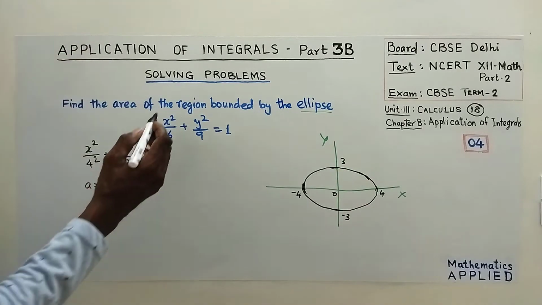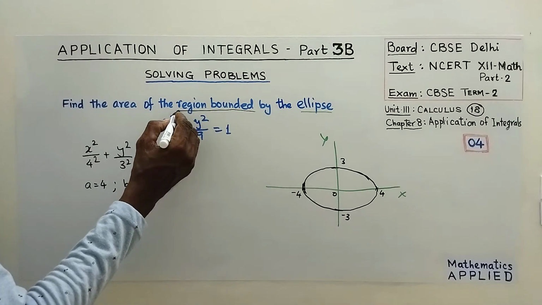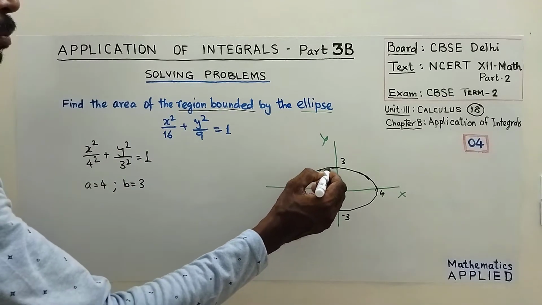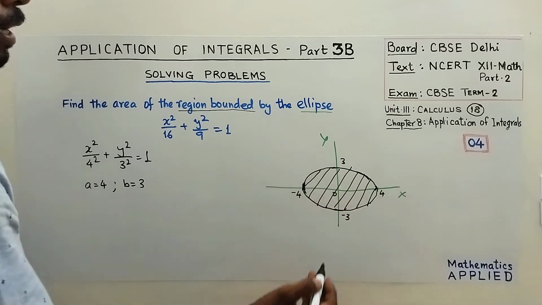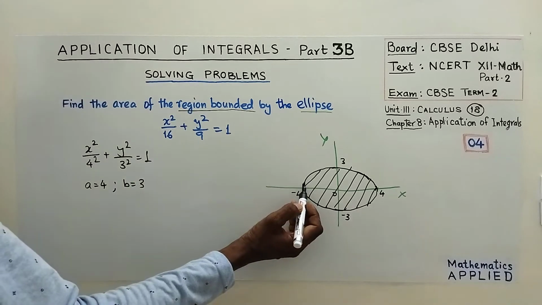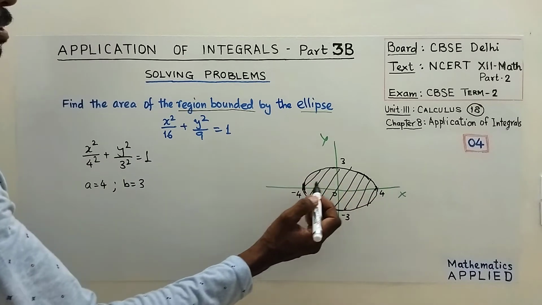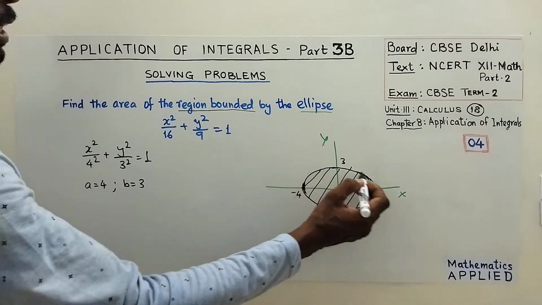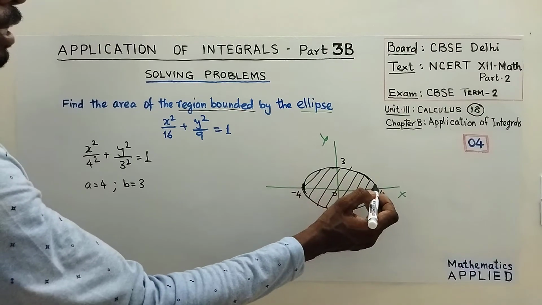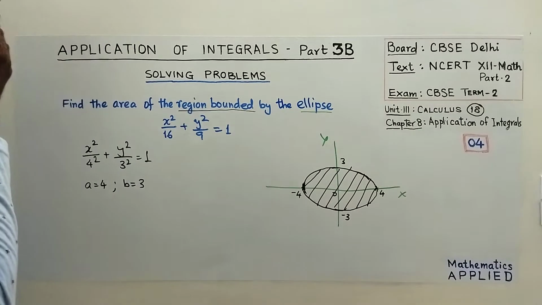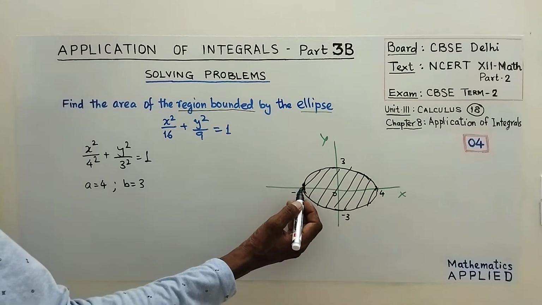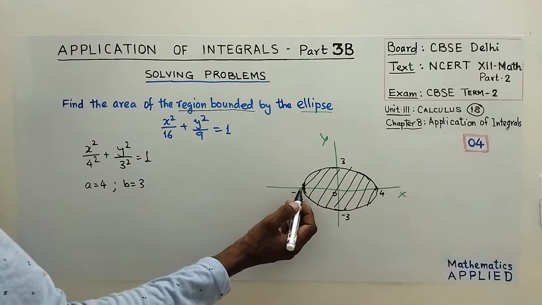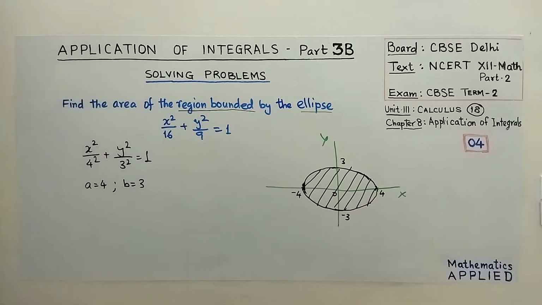Now you are asked to find the region bounded by the ellipse. Region bounded by the ellipse means you have to find the area of this whole region. How can you solve this? Now you can integrate this curve from this point to this point. So you will get this upper side region, and that you can double. That is one way of solving it. That is, you integrate y of the curve with respect to x, from minus 4 to plus 4. This is one way of doing it.